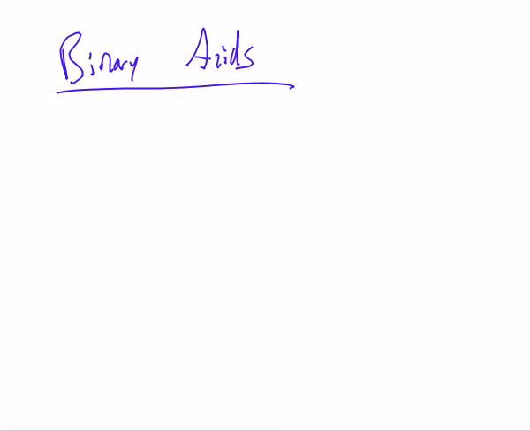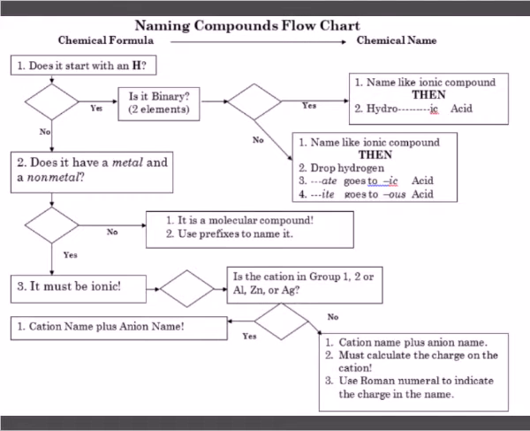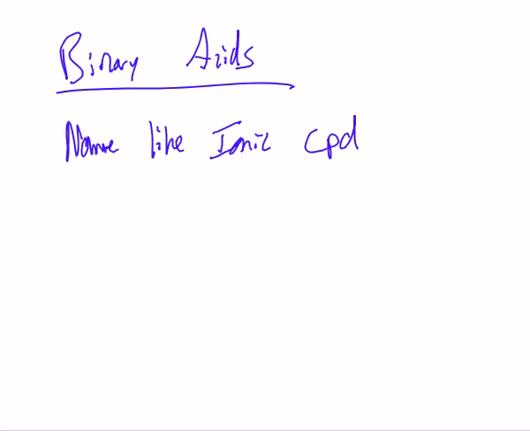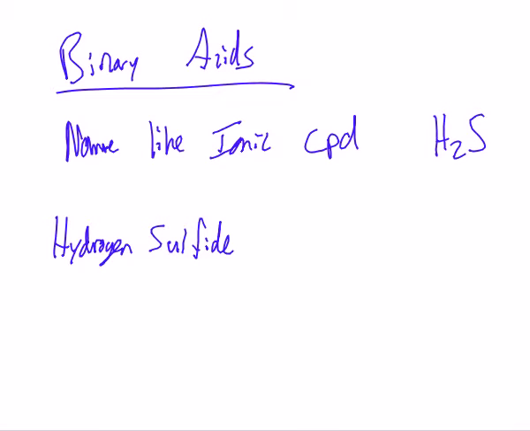So let's talk very quickly, guys, about binary acids. Super, super easy. Name it like it's an ionic compound. This is not in your notes as well. So, for example, H2S. Okay, that's our example, one that you didn't have to have memorized. H2S. So, name like an ionic compound. How would we name this? Hydrogen sulfide. Okay, that's step one.